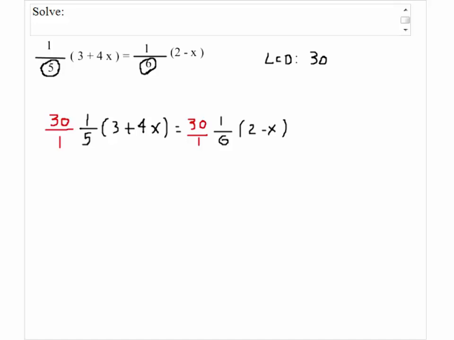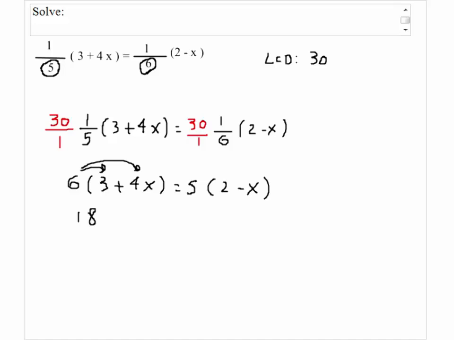So on the left-hand side, I have 30 over 5, which is equal to 6 times 3 plus 4x, is equal to 30 over 6, which is equal to 5 times 2 minus x. By multiplying each term by the LCD, I would eliminate all the fractions. Then I can solve the linear equation here by distributing.